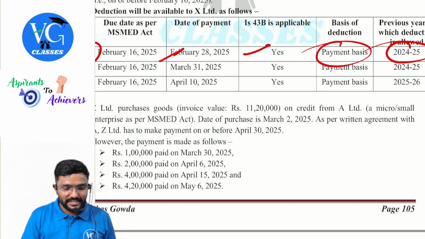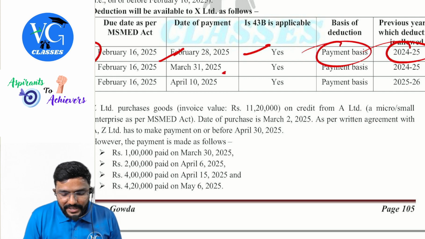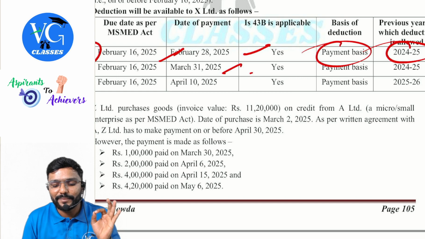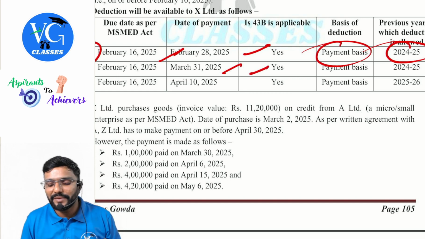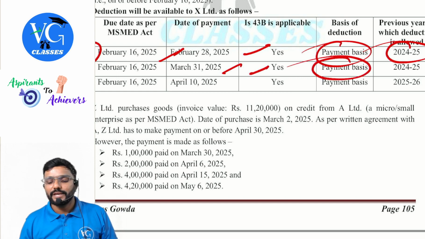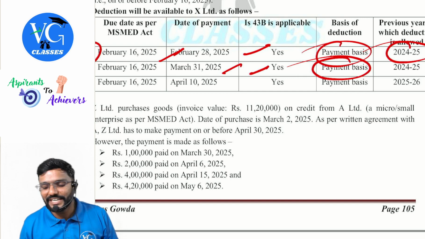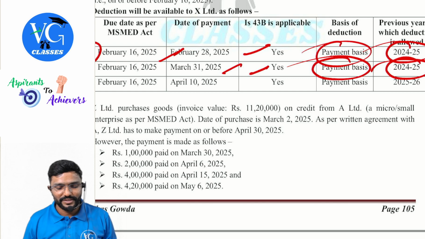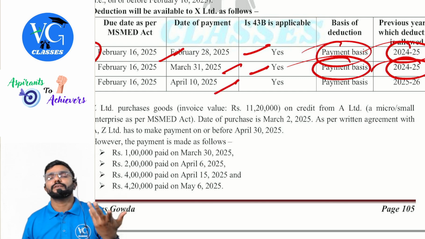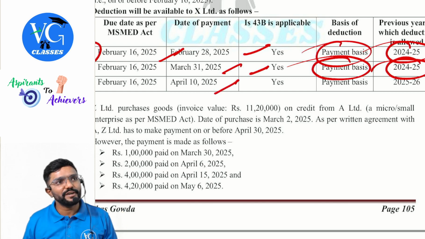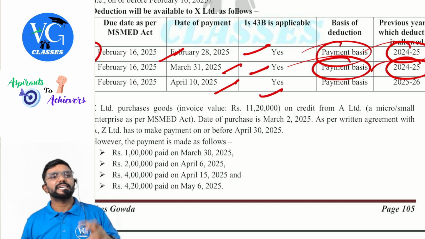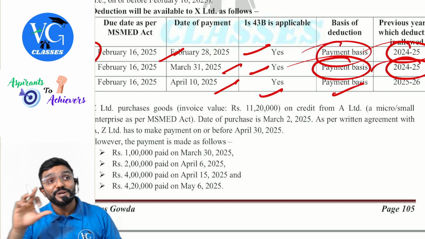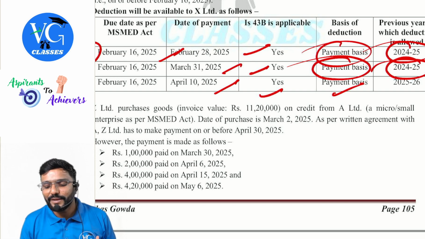Allowed. Next, payment date is 31st March. Is it made within 15 days? No. Is Section 43B applicable? Yes. On what basis will payment be allowed? Payment basis. Is it made within 31st March? Yes. Can I claim it in 24-25 only? Yes. Next, the last case, you observe. Payment is made on 10th April, not within 15 days. Is 43B applicable? Yes. Deduction is allowed on what basis? Payment basis. When is the payment made? 25-26. So you can claim the expenditure in 25-26.